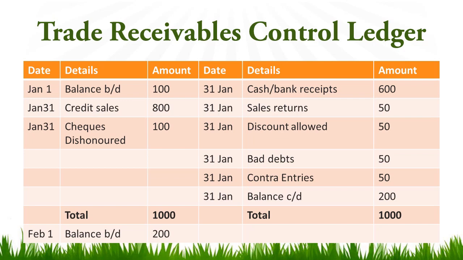For example, if the debit side total is 1000 and the credit side total is 800, then 200 is going to be the balance carried down, which is going to appear on the credit side of the trade receivables control ledger, and then eventually it will be brought down at the beginning of the next month to the original debit side.